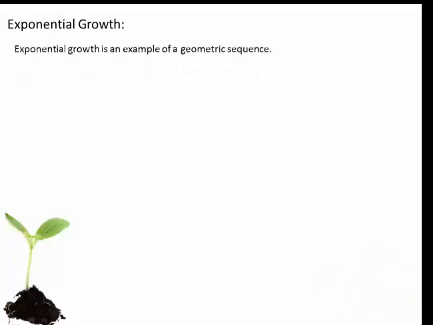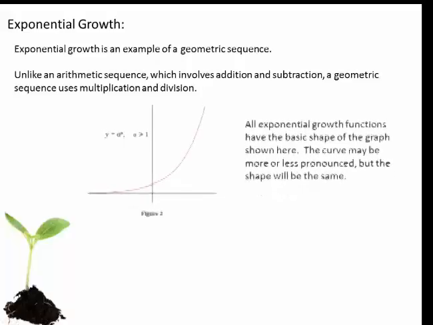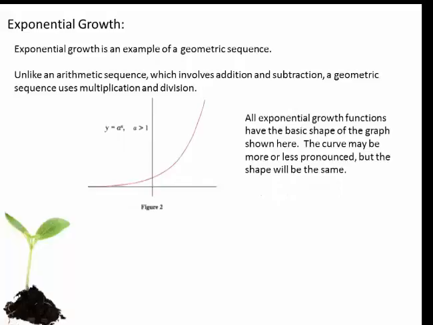Exponential growth is an example of a geometric sequence. Now, we had discussed arithmetic sequences earlier. Unlike an arithmetic sequence, which involves adding and subtracting to get from one term to the next, a geometric sequence uses multiplication and division. And we represent any division as a multiplication by a fraction. All exponential growth functions have the basic shape of the graph shown here. The curve can be more or less pronounced, and we can flip the graph. So, for example, it could bend this way instead, but the shape will always be the same.